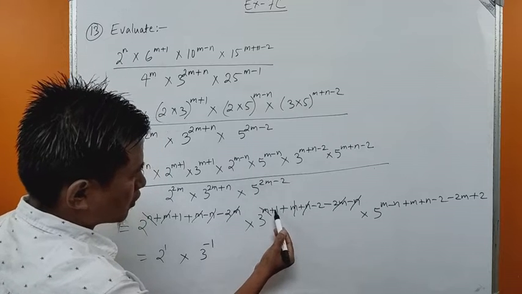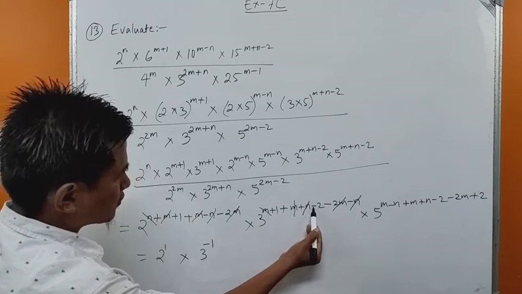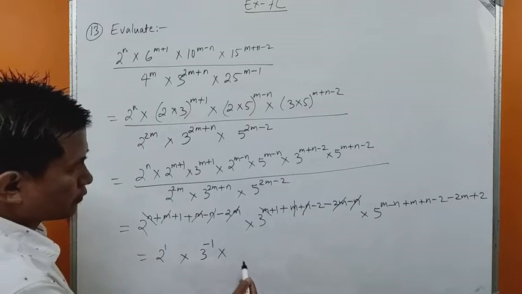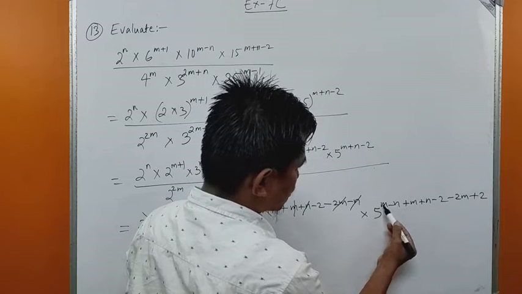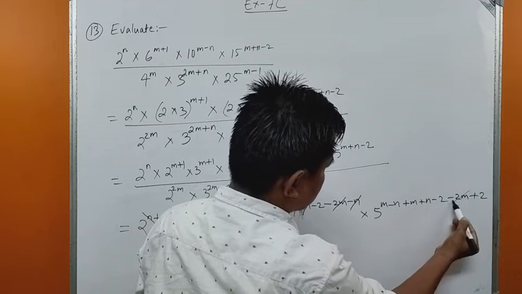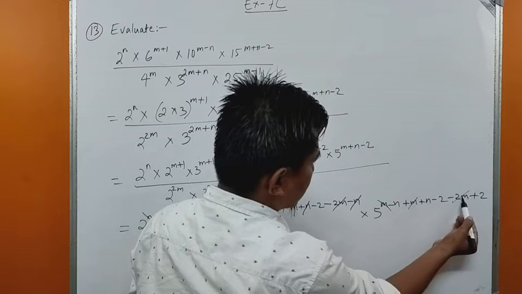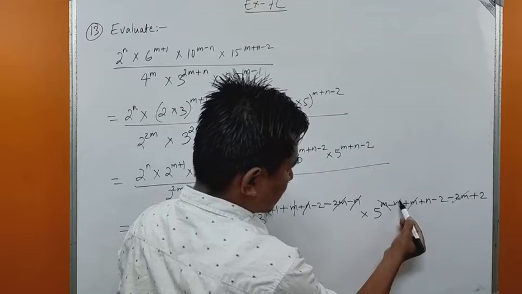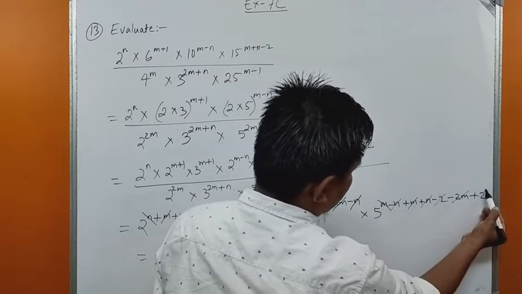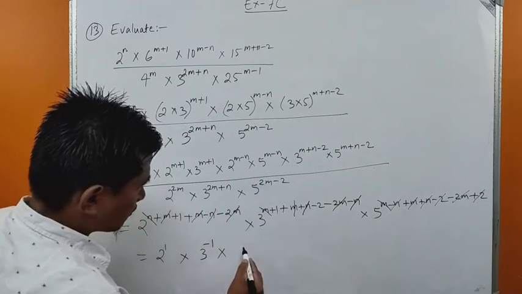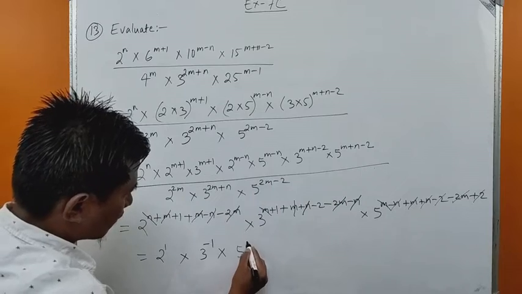Minus 2 plus 1, opposite sign we must subtract, 2 minus 1 is 1, sign of greater number comes, that is minus, into, here we have plus m, plus 2m and minus 2m, so this can be cancelled. Minus n and plus n can be cancelled, minus 2 and plus 2 can be cancelled. So nothing is left in the power there, so we write 5 to the power 0.